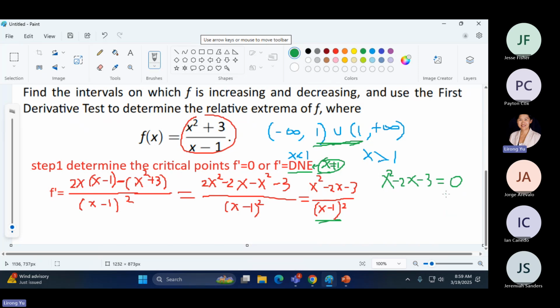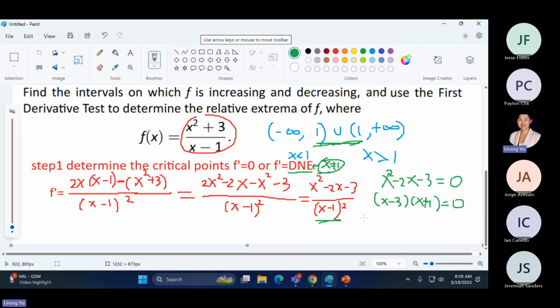It looks like something we can factor, right? 3 times 1, and negative 3 times 1 is negative 2. So we have x minus 3 and x plus 1. You can follow this to confirm: x times x is x squared, negative 3 times 1 is negative 3, and then negative 3x plus 1x combined is negative 2x. That confirms the factoring process is correct.